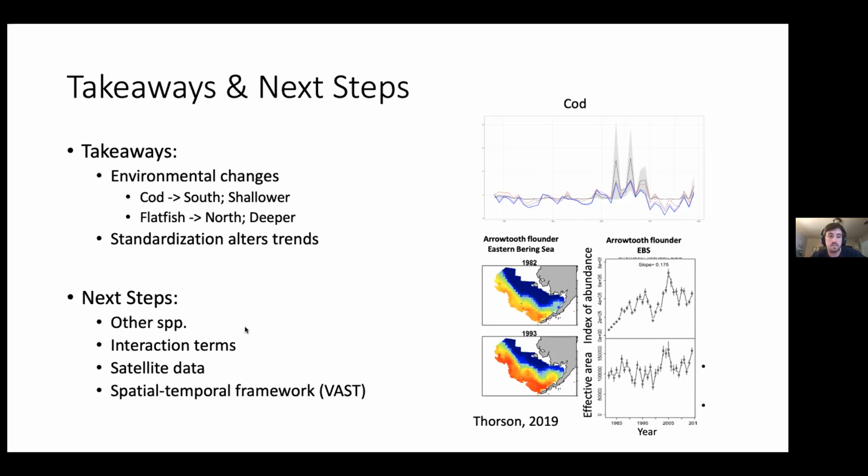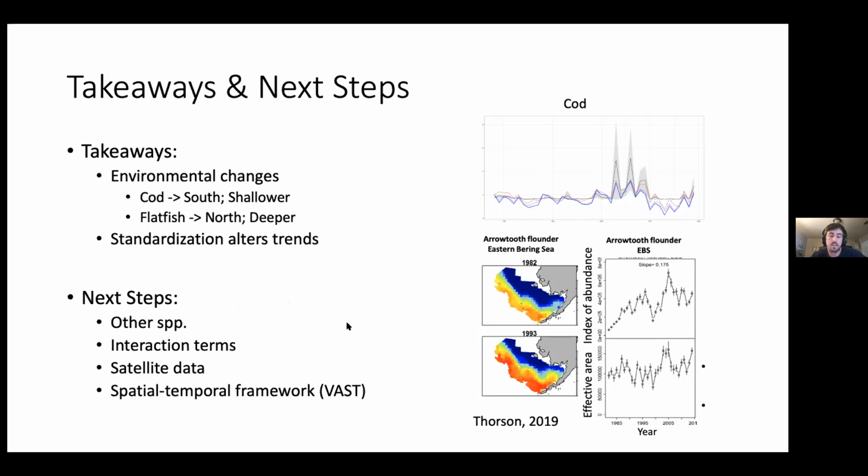Another thing that I think would be interesting is looking at satellite data and comparing it to the trawl survey. We could add more environmental covariates to see if other ones might be driving changes, such as chlorophyll, sea level pressure, wind, basically anything there's satellite data for, which I think would be very cool.